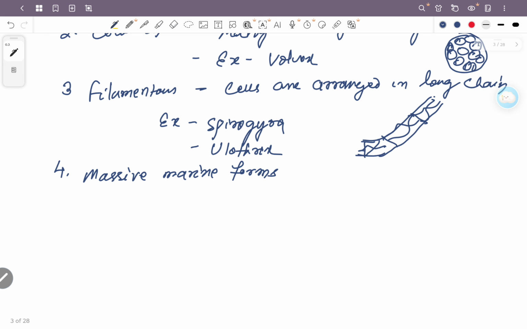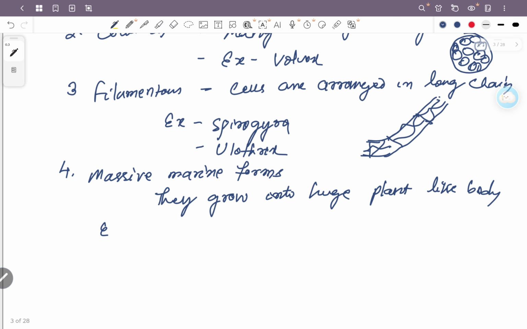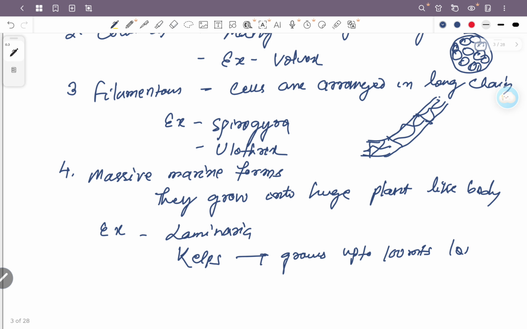So these algae grow into huge plant like body. Example, Laminaria, kelps, which grows up to 100 meters long. This is very important.